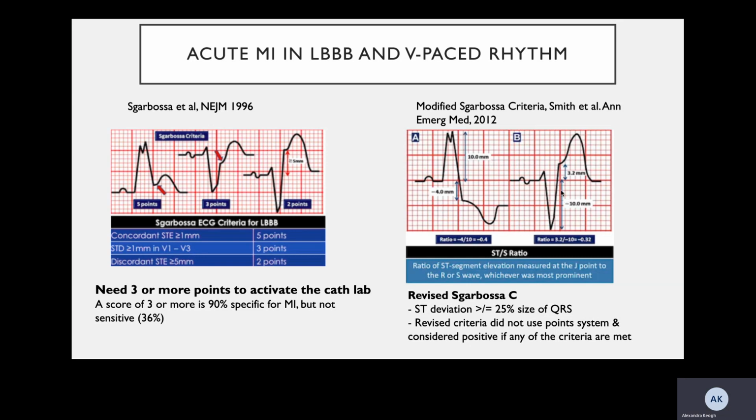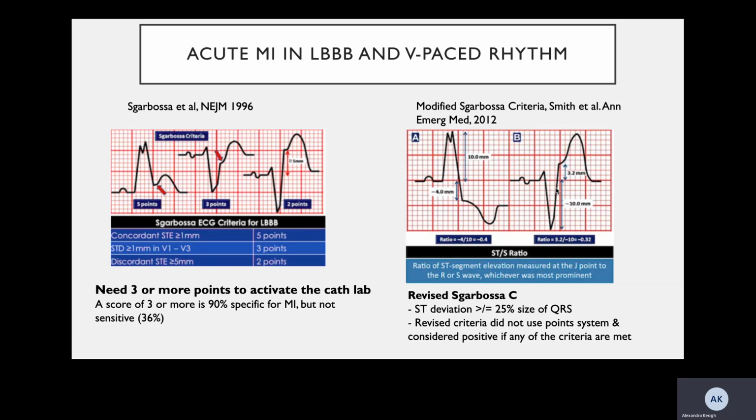So in this case, you can see the S wave. This is the S wave, and this is the ST segment deviation. So this ST segment deviation, if you move this down to the S wave, if this is 25% of the S wave or greater, that'd be a sign of acute ischemia.